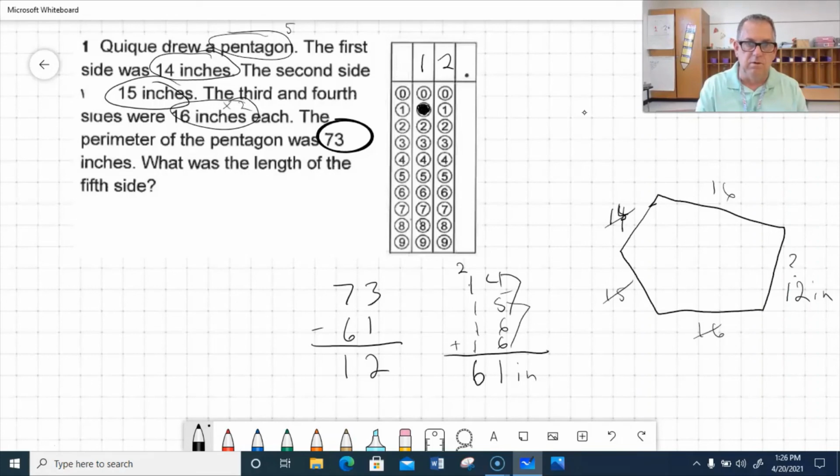Dark and neat, covering the whole thing, trying not to go outside the lines. And the 2 in the ones place, dark and neat, staying inside the lines, trying not to see any white spots in there. So that's how we would answer that problem right there.